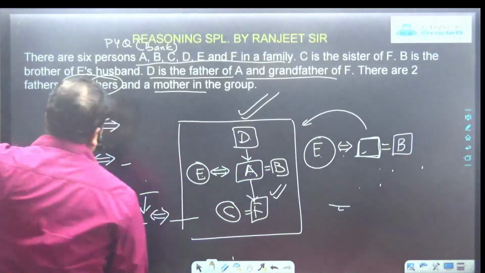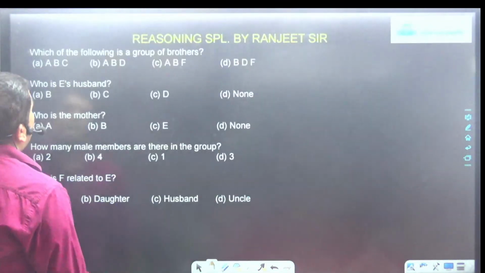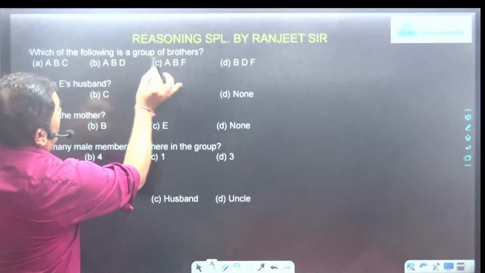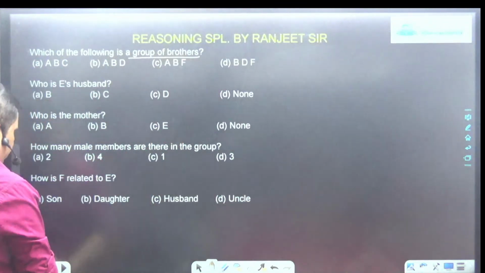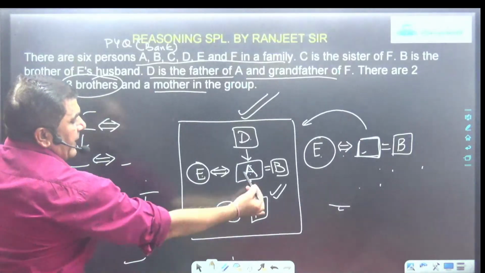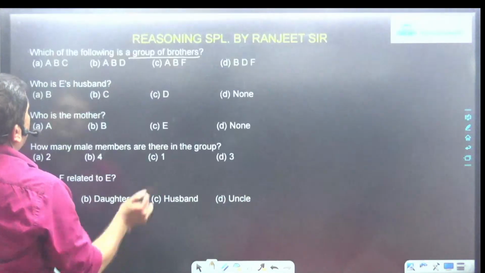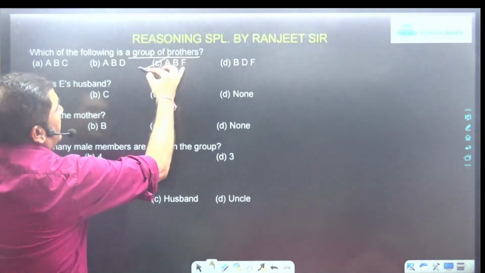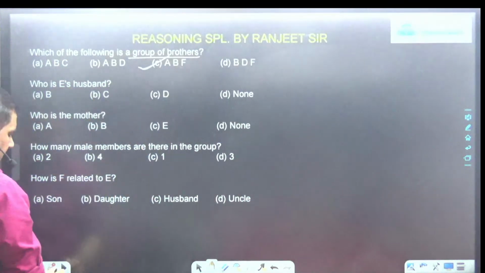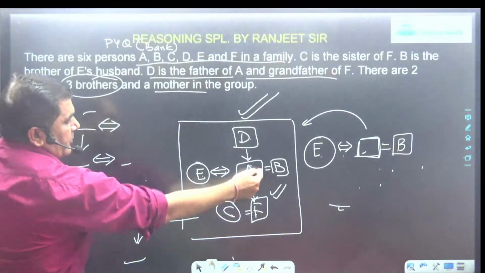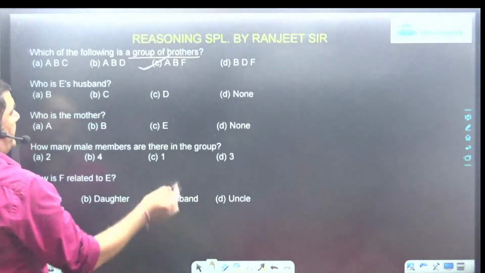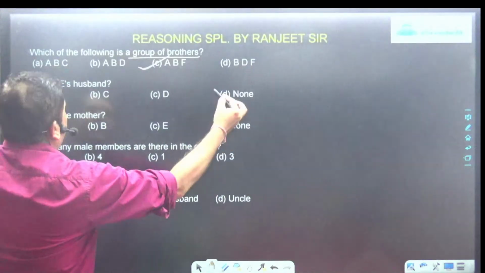Okay, let's start with question number 1. Which of the following is a group of brothers? Brothers will be A, B and F. So my answer will be A, B and F, which means C. Next one. Who is E's husband? E's husband comes out to be A. So answer should be A.